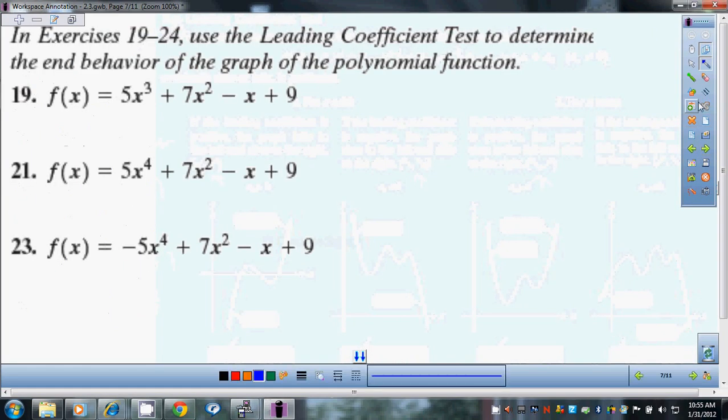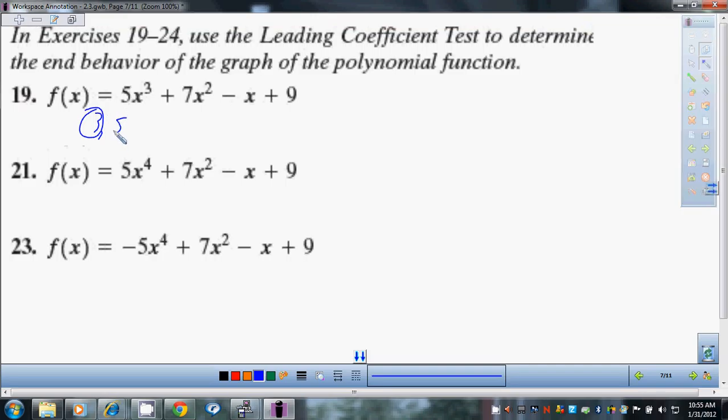Alrighty. So, if you know that test, these three problems are literally that quick. In end behavior of the graph, first off, what's my degree? What's my leading coefficient? Notice, my degree is odd, so look at your odds, and my coefficient is positive. Odd positive had what end behavior? Negative positive, or in other words, it went from negative infinity to positive infinity.